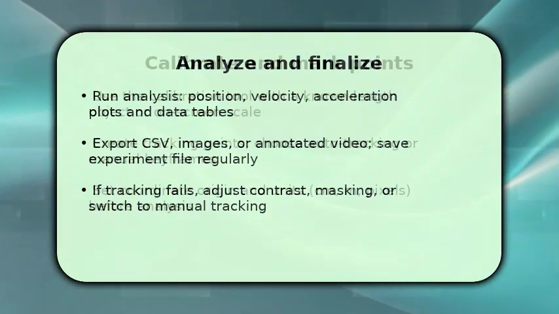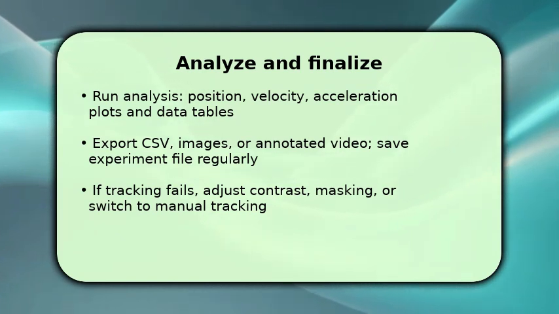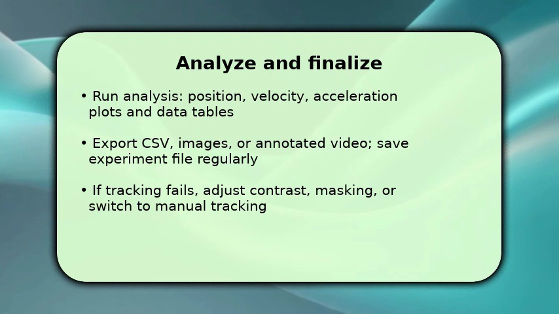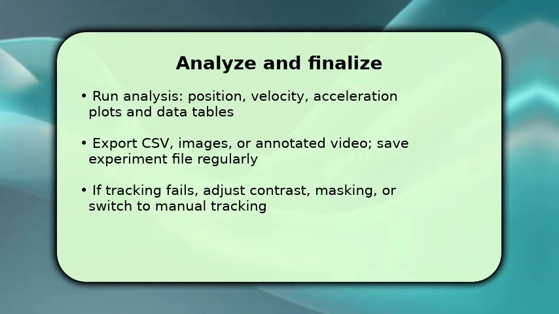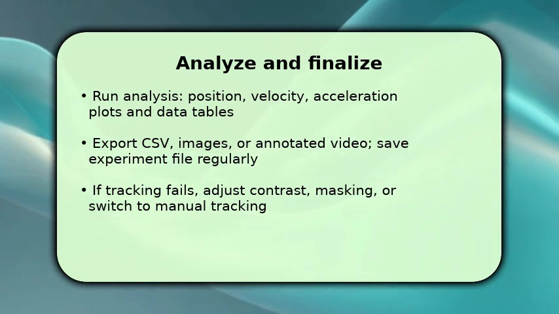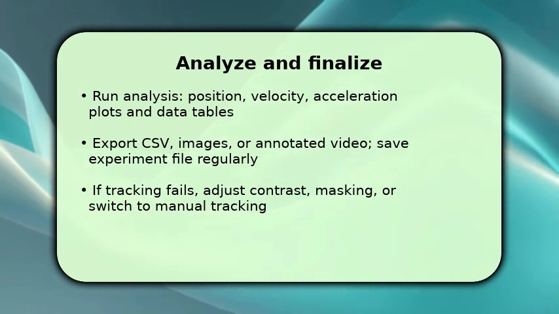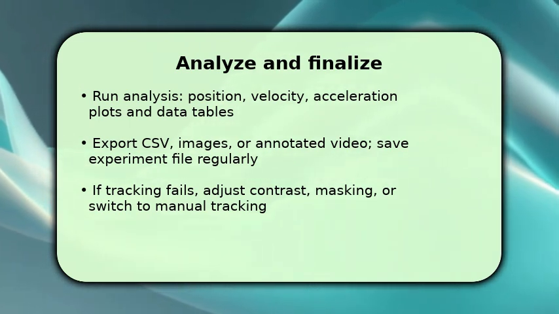Finally, generate the analysis by selecting position, velocity, and acceleration graphs from the Analyze menu. Logger Pro computes derivatives and shows the data table simultaneously. Once satisfied, export results as CSV or save annotated frames and the experiment file for reproducibility. Make sure to back up the experiment file.